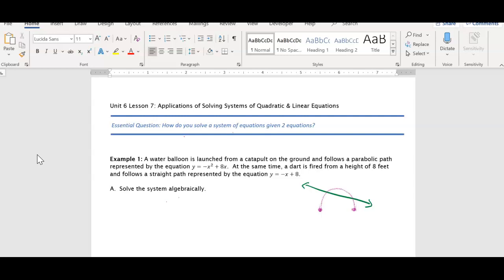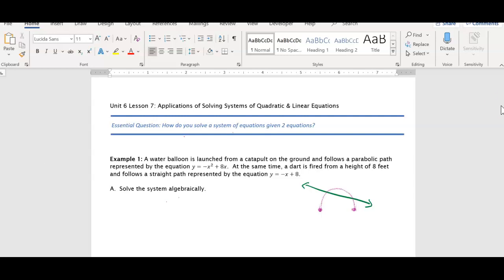A water balloon is launched from a catapult on the ground and follows a parabolic path. So basically, the purple U shape is how the water balloon would start. It would start from the ground, from a catapult, meaning it's going to get slung into the air, and then follow this U-shaped pattern until it falls down to the ground. And at the same time, a dart is fired from a height of 8 feet and follows a straight path. So the dart is going downward, and if you notice, it is potentially going to hit in 2 different places where the balloon possibly could be, as it was going up in the air and then back down.